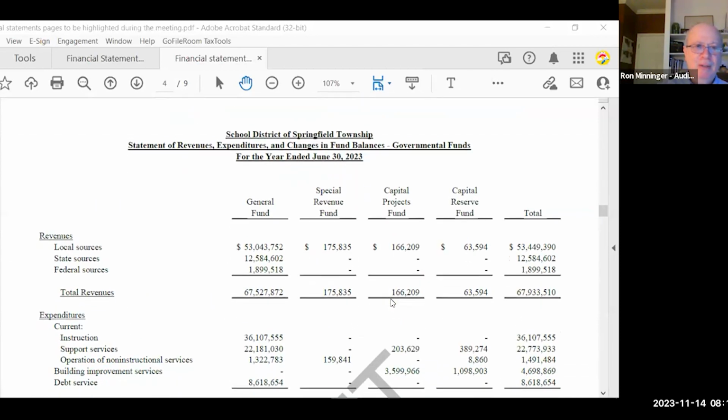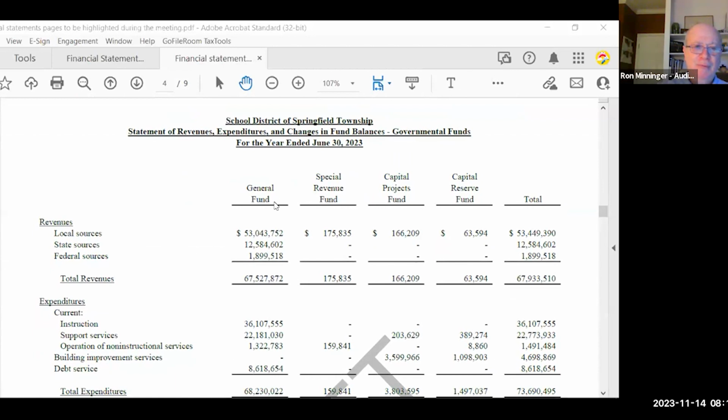So next is the statement of revenues and expenditures for all the governmental funds. This column we just covered, the general fund. The special revenue fund represents student activity accounts for which the district has administrative control, and that is all accounts except for the high school accounts. So beginning last year, we split the student activity accounts, part of them as a special revenue fund, part of those funds remaining shown as custodial funds, fiduciary funds.